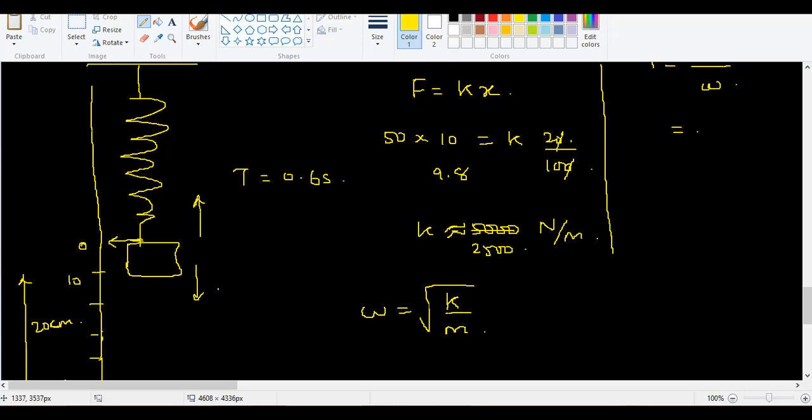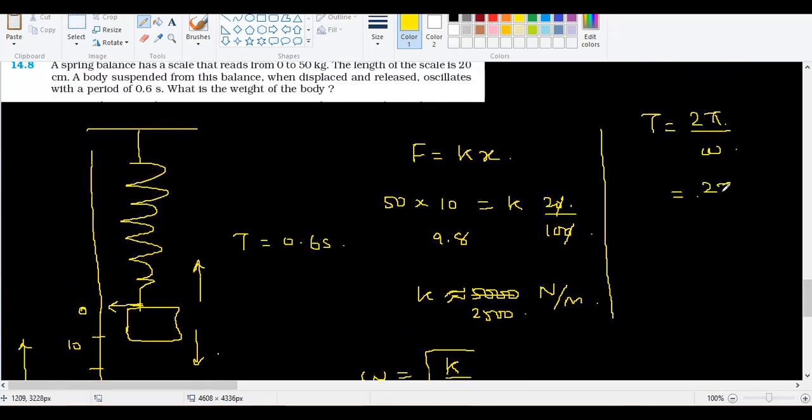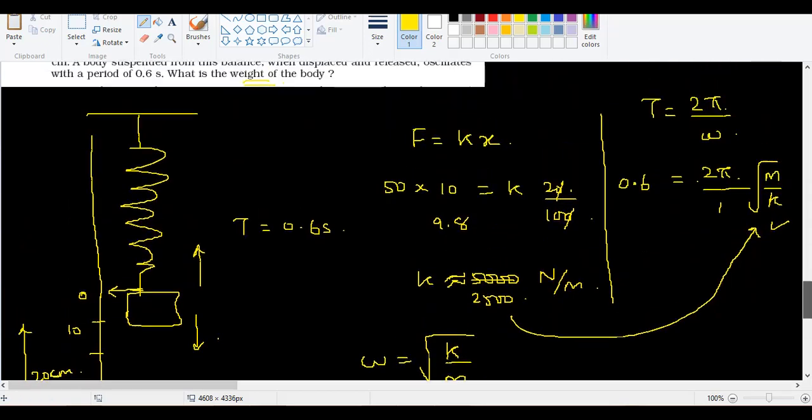So T is equal to 2 pi by omega, and with omega as square root of K by M, T is 2 pi times square root of M by K. Take this. So K is known, and mass is what they're asking. If you calculate the mass, from that you can calculate the weight. The time period is given as 0.6 seconds. After that, it is your department. Do the math and find out the M value. Go through it and tell me if you have any difficulty.